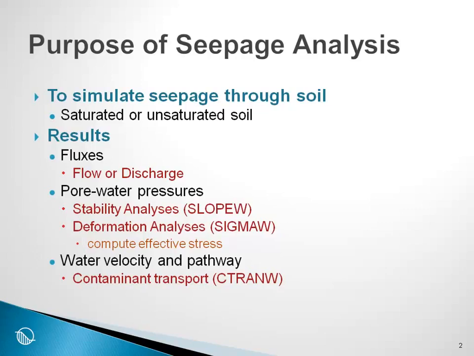Sometimes we may be interested in the water velocity and in the pathway. If we can determine the velocity and pathway with SEEP/W, we can reuse the results in CTRAN/W to simulate the migration of a contaminant, for example.